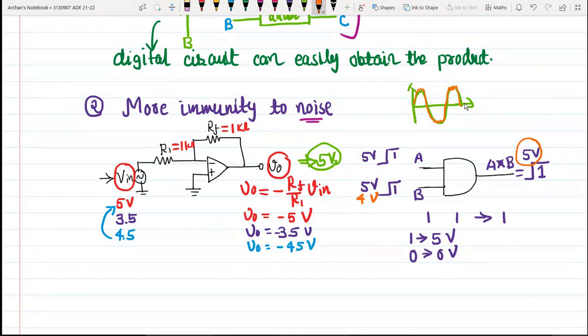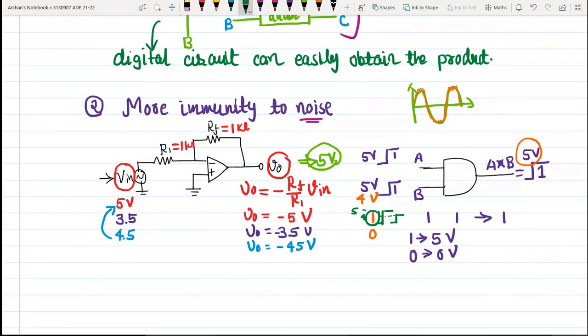Because this logic gate will consider only two inputs. Either your input will be 1 or your input will be 0. So it does not matter if we are providing this kind of waveform or this kind of waveform. This is pertaining to 4 volt and this is pertaining to 5 volt, right? So both these inputs will be considered as 1 by this AND gate, and that is the reason it will give us the output in case of 1 other than 0.